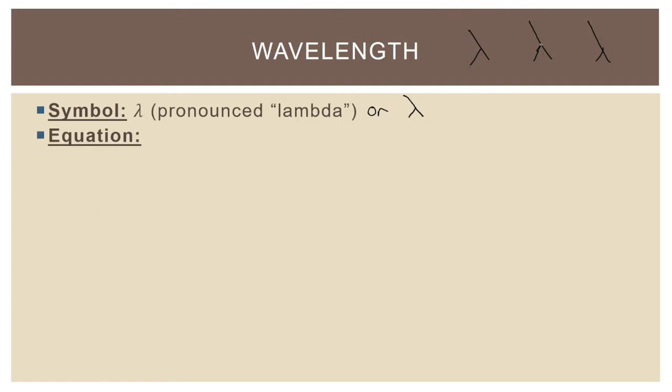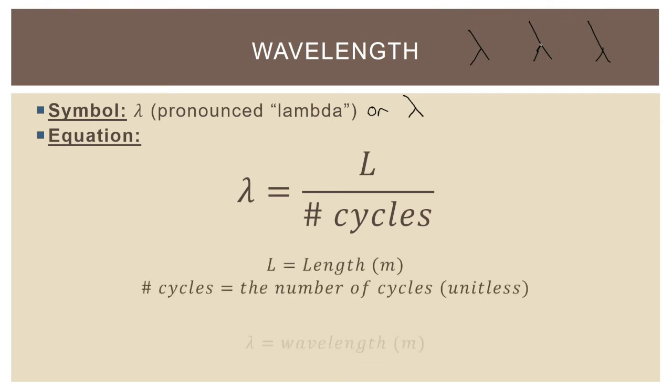And like I was just saying before, if we know that one cycle is 5 meters, then the wavelength is 5 meters. But what if we see a 10-meter measurement, and that's 2 cycles? Well, each cycle would be 5 meters also. And so it should make sense here that your wavelength is going to be the length divided by the number of cycles. So in this equation, we have lambda equals L over the number of cycles, where L is the length measured in meters. The number of cycles here is the number of cycles, and that's unitless, of course, like it was yesterday. And lambda is your wavelength, of course, measured in meters.